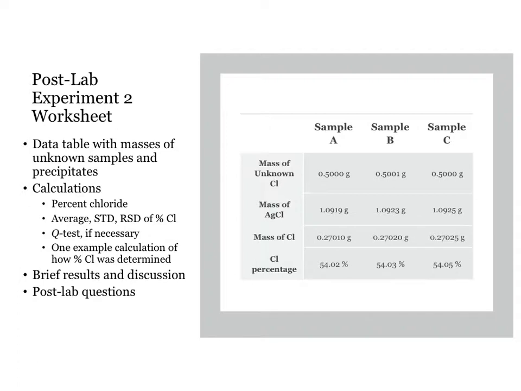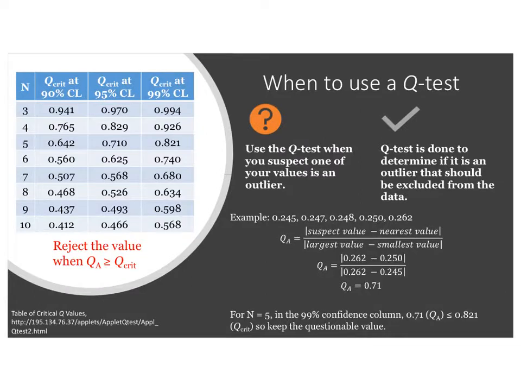After Experiment 2, you will submit a worksheet for your TA to grade. Make sure you include all of the information on this slide. If you need any clarification, please contact your TA. In your worksheet, you may have to include a Q-test. A Q-test is used if you suspect one of your values is an outlier. This slide explains how to conduct a Q-test, but if you have any questions, please ask your TA.